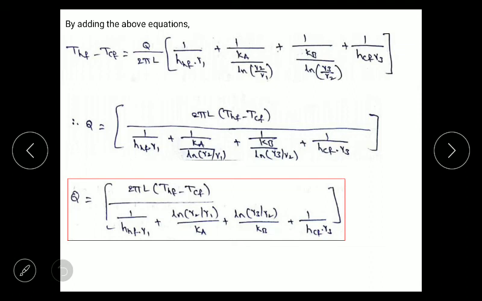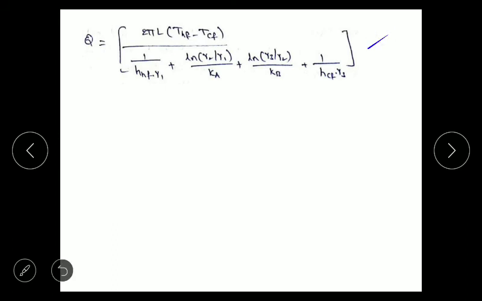Now we have this equation as final. Q is equal to 2 pi L into T_hf minus T_cf divided by 1 by h_hf into R1 plus ln R2 by R1 divided by Ka plus ln R3 by R2 divided by Kb plus 1 by h_cf into R3. This is the equation for a composite cylinder which is surrounded by two fluids, hot and cold. Hot fluid flows inside the composite cylinder, which has two different materials making it up.